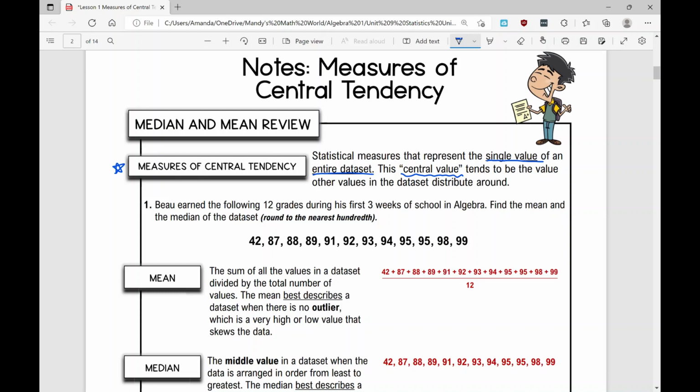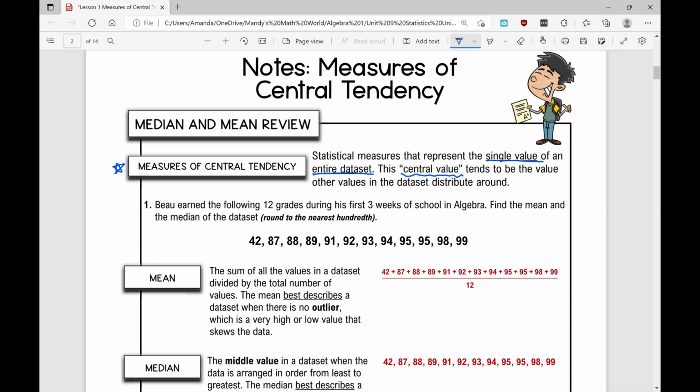Let's look at example number 1. Bo earned the following 12 grades during his first 3 weeks of school in algebra. Find the mean and the median of the data set, round to the nearest hundredth. So I've got all of these values here. There's 12 values, and they're actually already ordered from least to greatest, which is awesome.